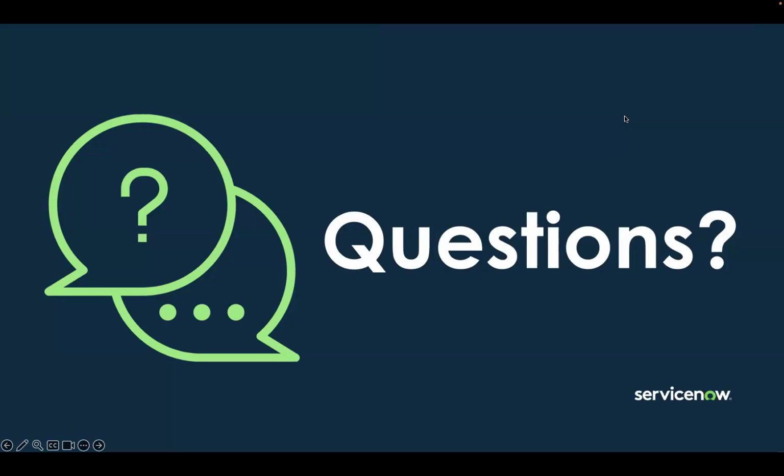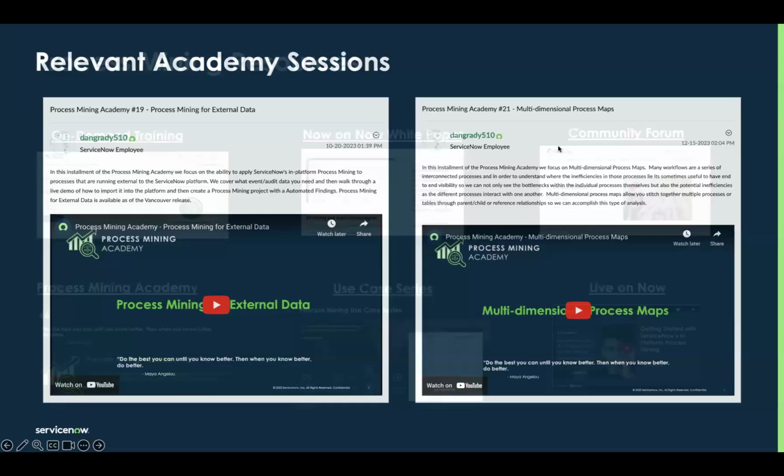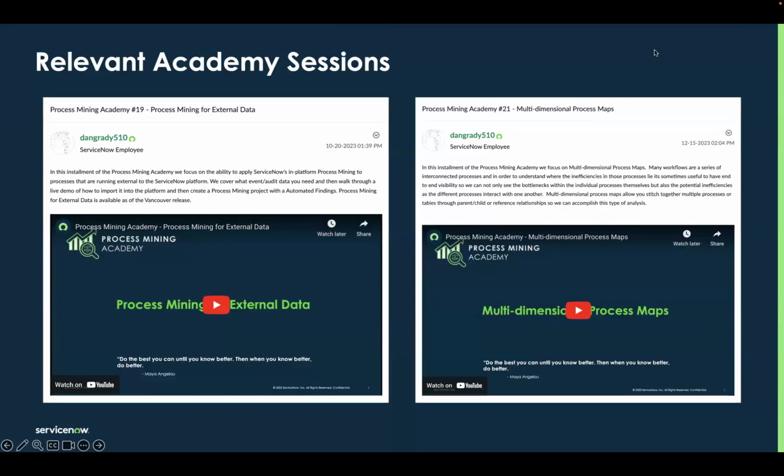The question about which course I recommend for linking to internal ServiceNow tables? For that one, I recommend this one here, Process Mining Academy number 21, Multidimensional process maps. That'll walk through the creation of a multidimensional process map of two ServiceNow tables internally. That's the best one for that. And then you could also look at the use case series for analyzing approval bottlenecks. That also walks you through creating a multidimensional process map for both the requested item and the SC task table. So those are two good options to check out.